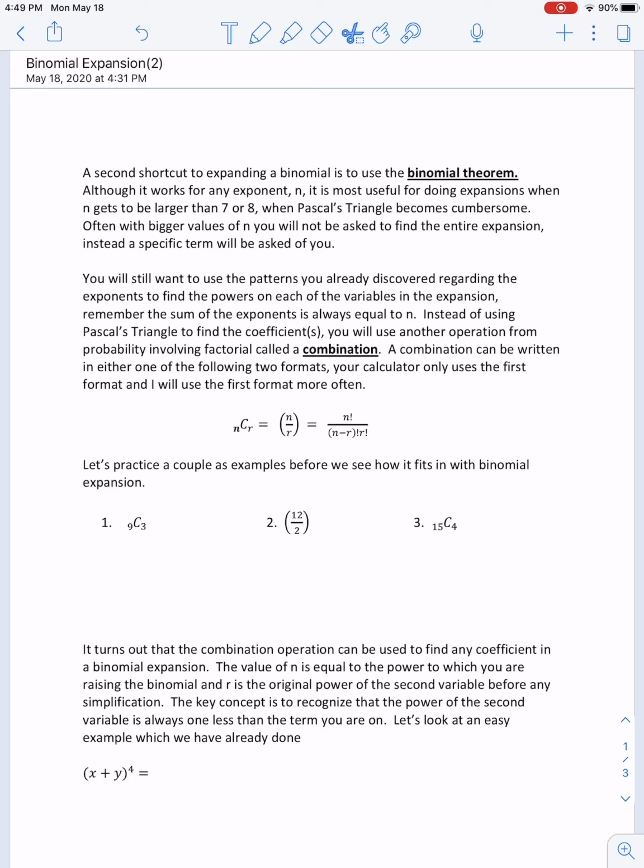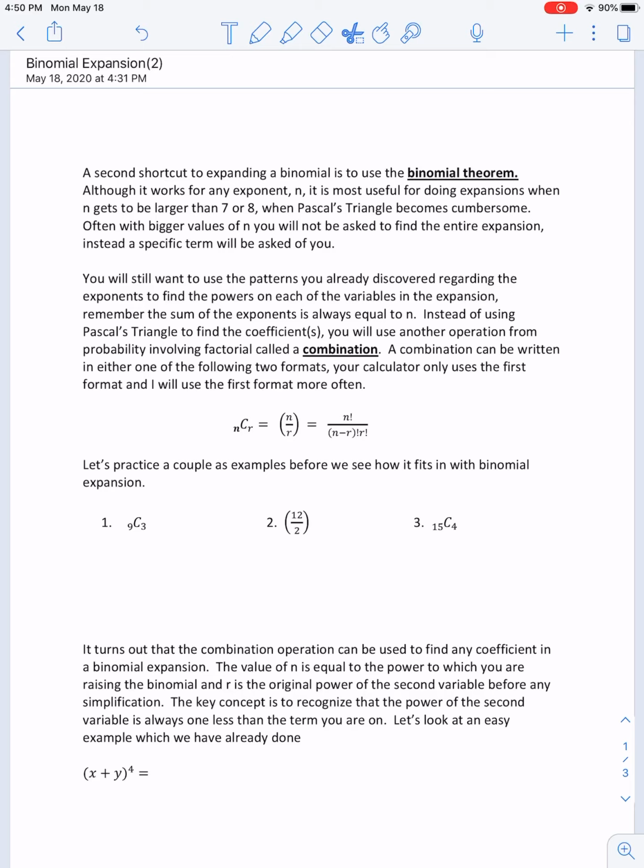Today we want to look at an alternative way to find the coefficients other than Pascal's triangle, and this methodology works really well when the expansion gets to a power higher than, say, 6, 7, or 8, where going down that far on Pascal's triangle becomes kind of cumbersome. And what typically will happen is the book won't ask you to do the entire binomial expansion, all say 14 terms of something raised to the 13th power, but they'll ask for a very specific term.